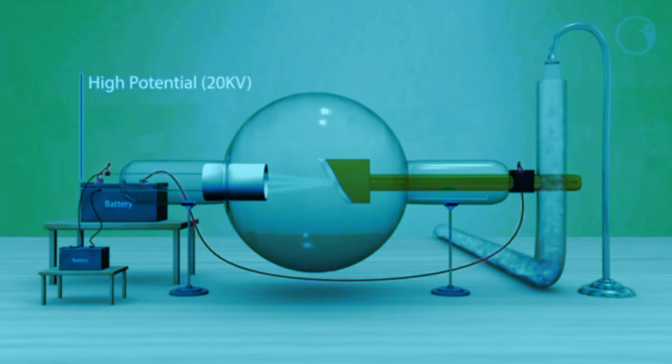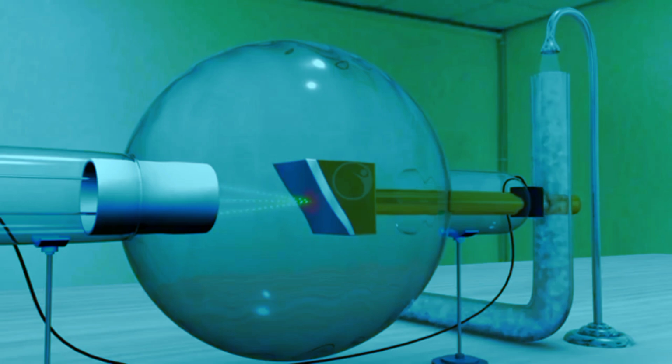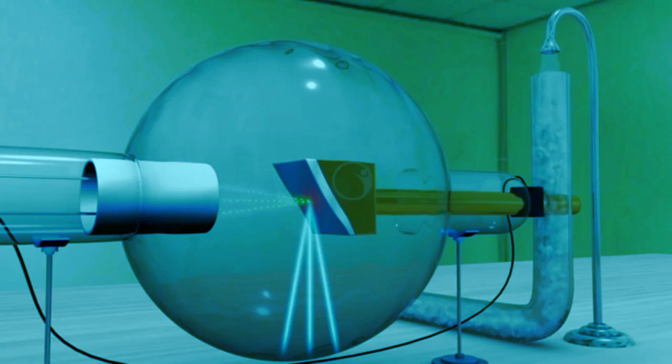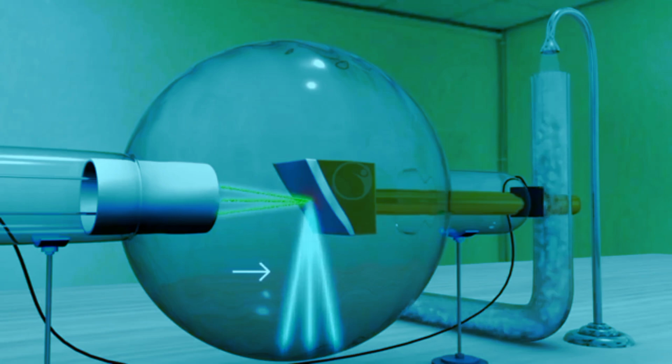A very high potential of 20 kV is applied between the source and the target. Due to the high potential difference, the electrons are accelerated towards the anode and it hits the metal. When it hits, the kinetic energy is transferred to produce X-rays. The intensity of the X-rays depends on the number of electrons striking the metal target. So, if we can increase the rate of electrons emitted by the filament by increasing the current flowing through the filament, then we can increase the intensity of the X-rays.